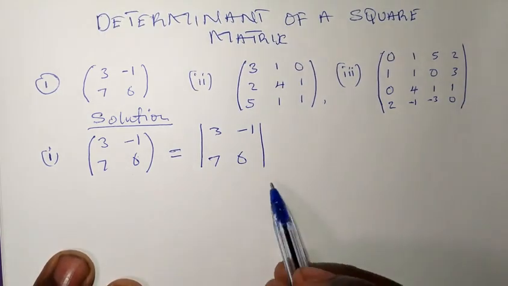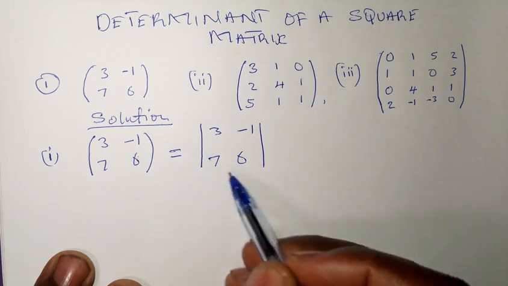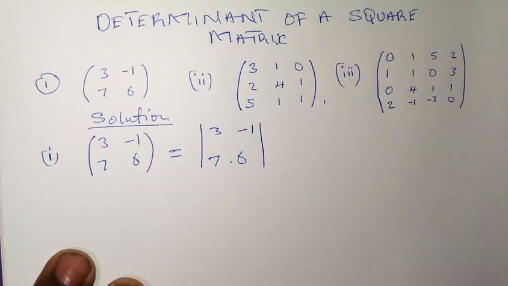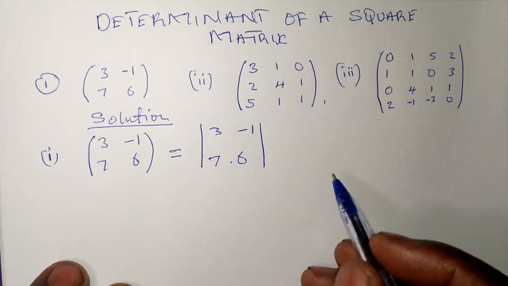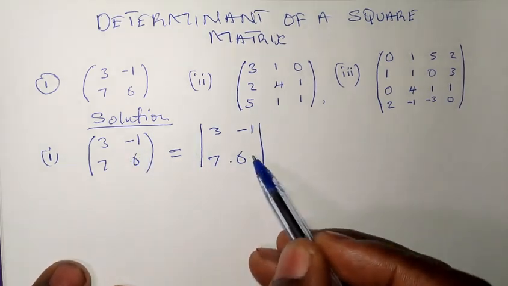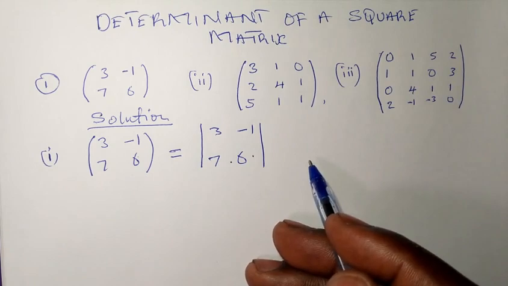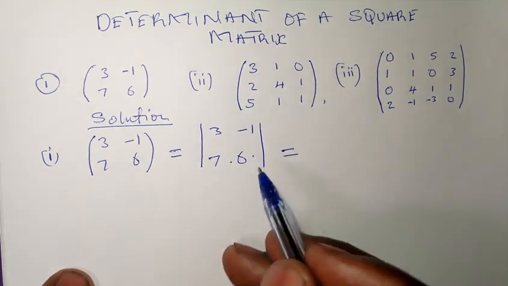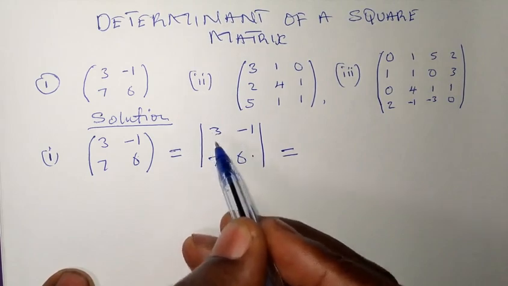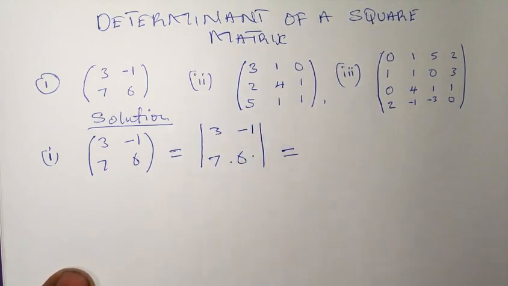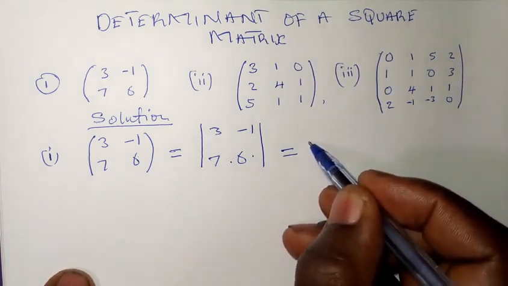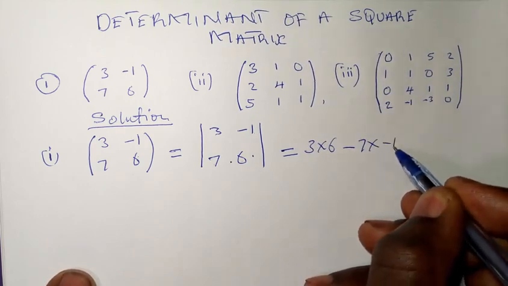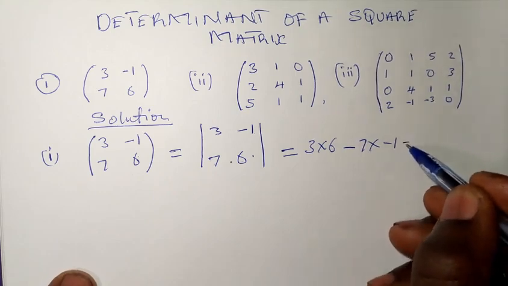Understanding how to solve the determinant of a square matrix like this will help you to be able to solve a 3 by 3 and any other matrix. If you express this matrix like this, it means you want to calculate its determinant. You take this and multiply by this, and then you take this and multiply by this, then you subtract the two. That is, this will be 3 times 6 minus 7 times minus 1.